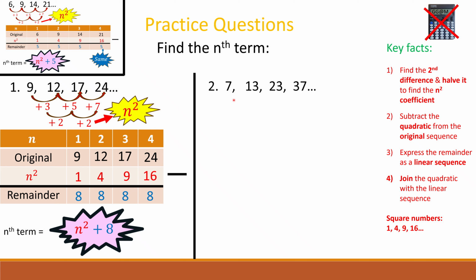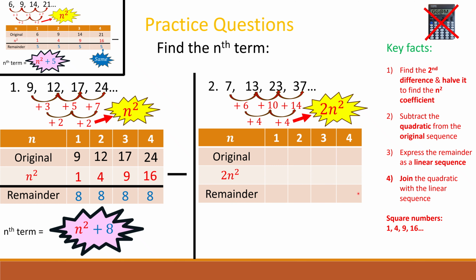So again, we're going to start off here by finding the second difference. So I've got a difference of 6, 13 to 23 is 10, 23 to 37 is 14. The second difference is here, I'm going to have a difference of 4 and a difference of 4 again. So my second difference is the same. I take this number and I halve it. So half of 4 is 2, which means I have got 2 lots of n squared.